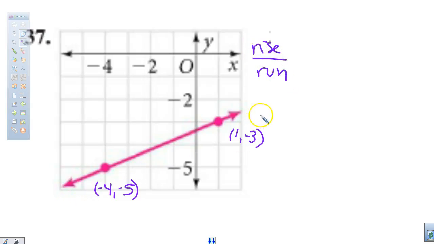Remember, we always want to work from left to right. So I'm going to start at this point on the left. I'm going to rise up 1, 2. So my rise is 2. And I'm going to run over 1, 2, 3, 4, 5. So my slope is going to be 2/5.